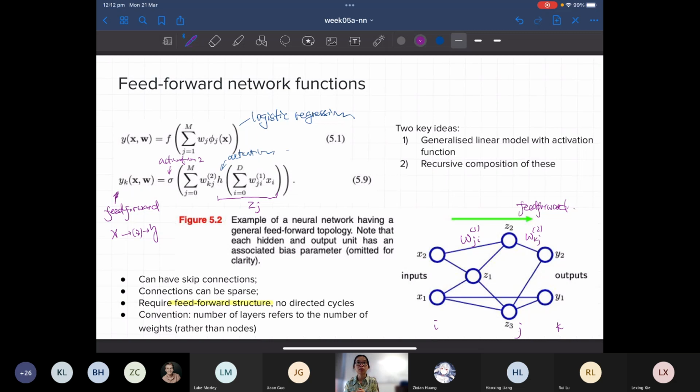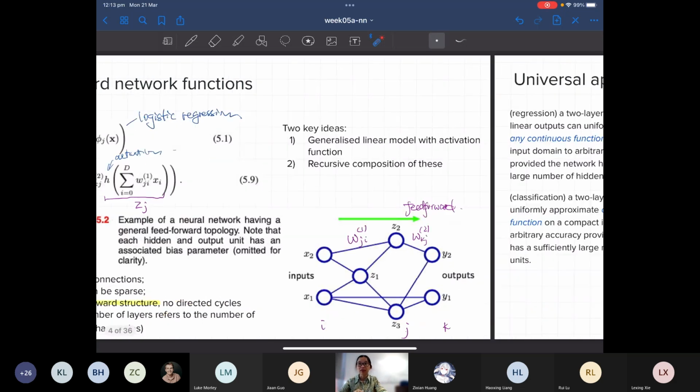So basically, equation 5.9 is a recursive function, but it's a function nonetheless that takes x as input, and sigma and h are predetermined functions, your ReLU, sigmoid, tanh, and so on. And the w's are predetermined, or let's say a set of weights that are known. Or you can guess the weights randomly.